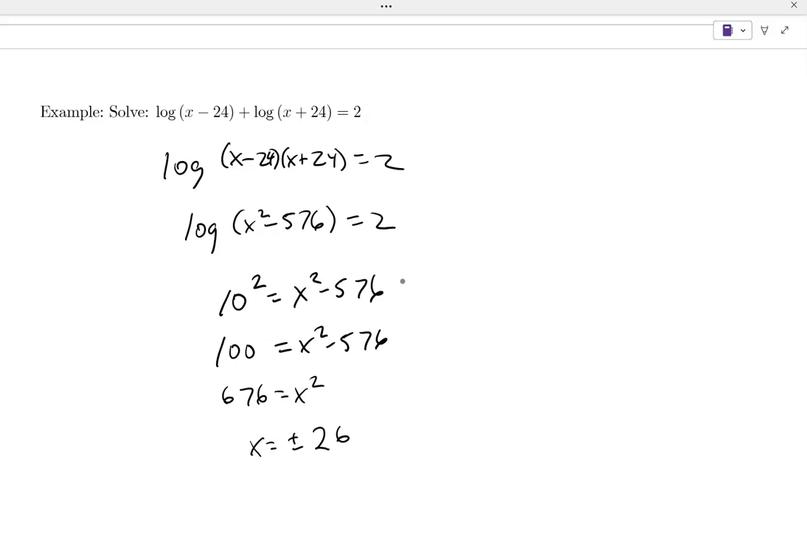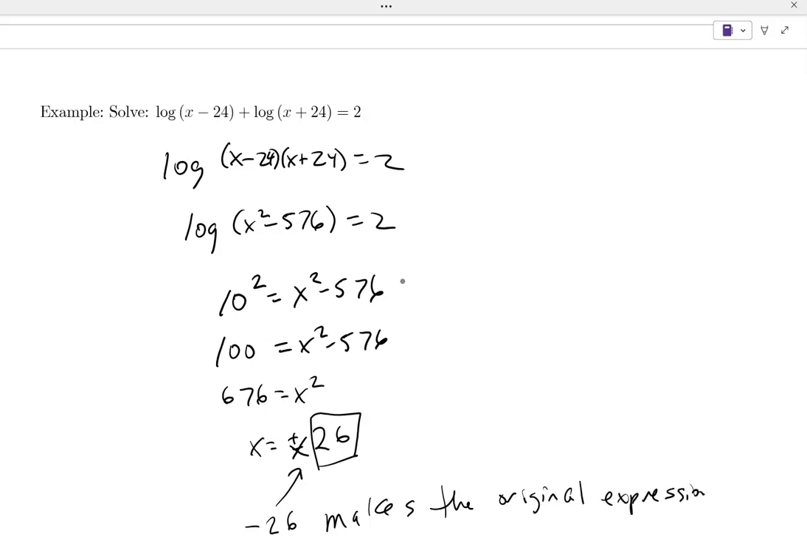No. Okay. So do either of these solutions make the inside of the original log functions negative? Does one or both of the solutions make the original negative? Just the negative 26, right? Okay, so we cannot use the negative 26. We only get the positive 26. Negative 26 makes the original expressions undefined.